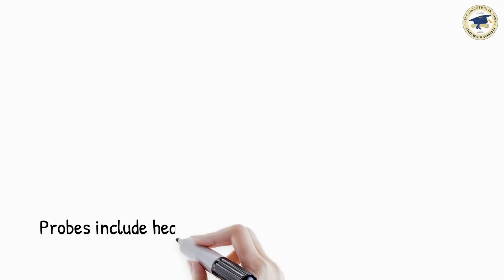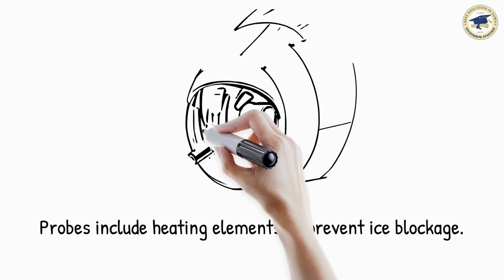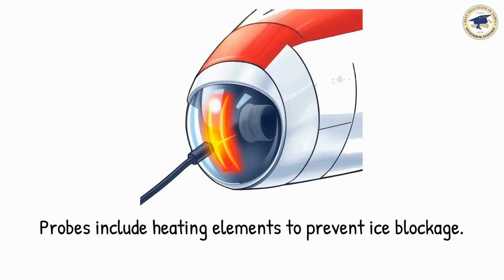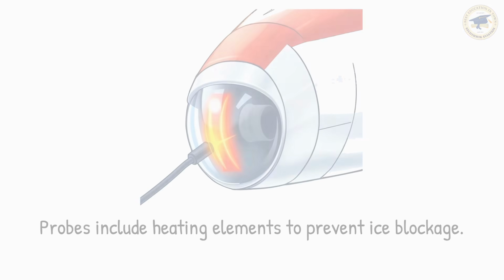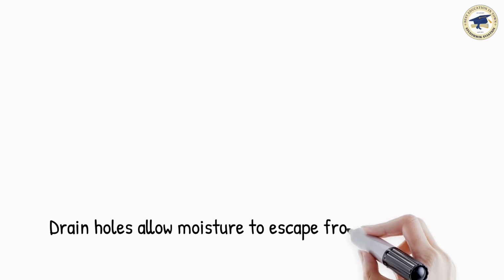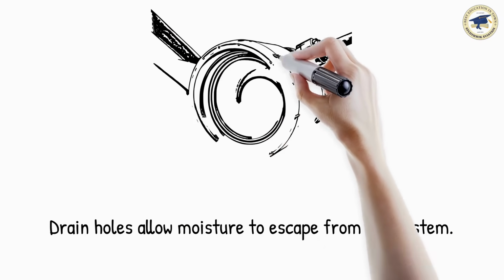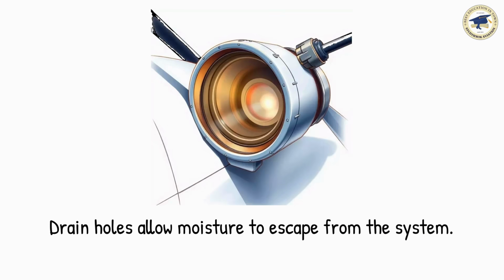To work correctly, these probes have some special features. The first is a heating element. This prevents ice from blocking airflow. The heating can slightly change air density, but the system is carefully calibrated to correct that. Next, we have drain holes. They allow water or moisture to escape from the system. Some air pressure is lost through the drains, but again, this is accounted for during design.